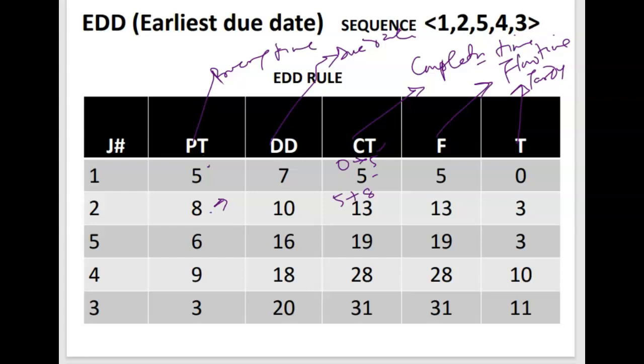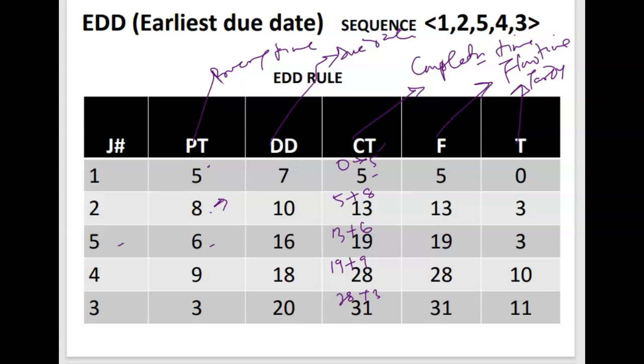The next job in our priority, EDD, is job 5. Job 5 requires 6 days. So after the 13th, we are going to spend another 6 days doing job 5. That will be 13 plus 6. That's how we arrive at 19. Job 4, which is 9 days, will be 19 plus 9, which is 28. The last job in this sequence is job 3, which is going to take 3 days. That will be 28 plus 3. That is 31 days. That is the completion time. That is how we arrive at those figures.